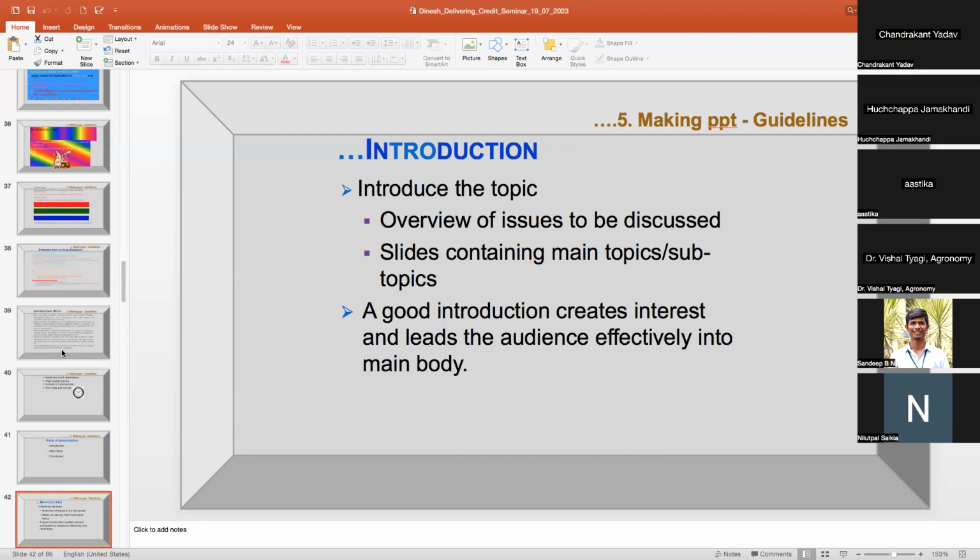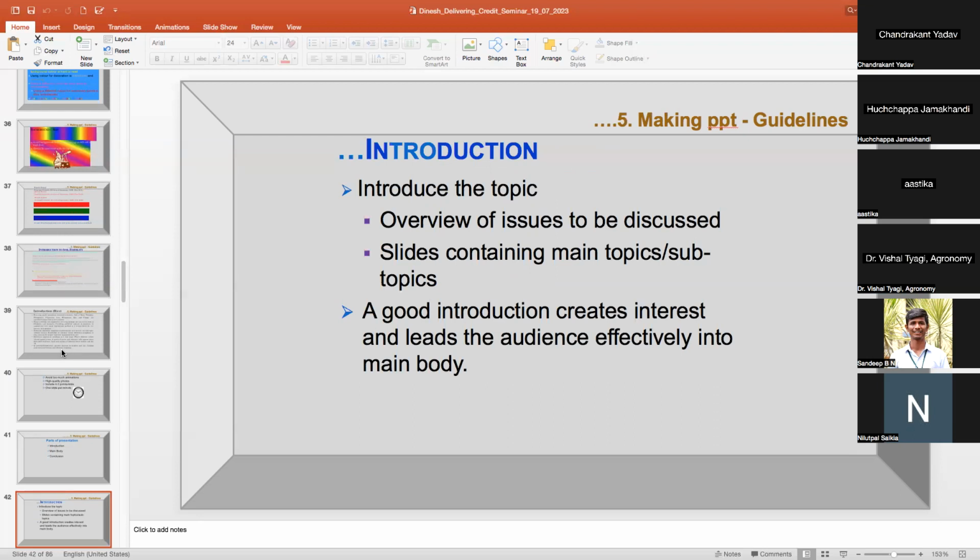Introduce the topic. First of all, you need to create interest among the audience about the topic. In the beginning, you make the audience attracted to the topic, attracted to the talk. You need to start in such a way. So, an overview of issues to be discussed: what you are going to discuss, you need to tell it in, say, 2-4 sentences.